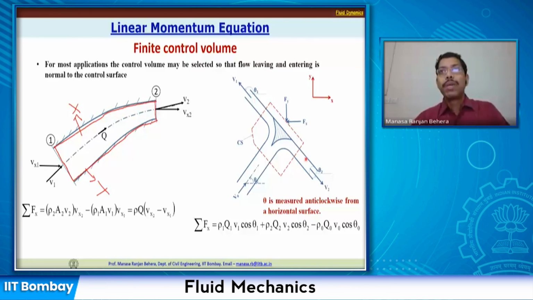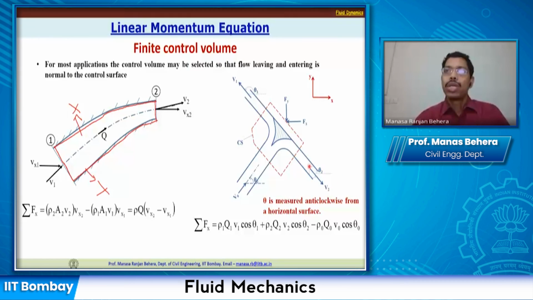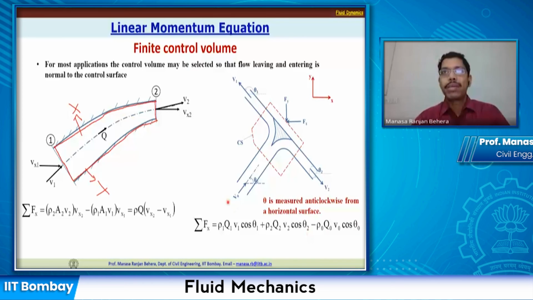Now similarly, if I take the cross section 2, that is velocity 2, it is rho 2 q2 v2 cos theta 2. Now v2 cos theta will come as positive. Okay, so I have taken the outflow momentums minus inflow momentum, that is nothing but your rho 0 q0 v0 cos theta 0. So if I write down this expression, then I will be able to get the summation of forces in the x direction.